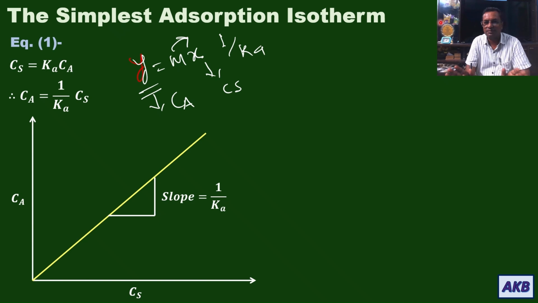The simplest mechanism predicts that the concentration on the adsorbent surface is directly proportional to the concentration in the fluid phase. And the adsorption isotherm can be plotted in this way. It is a straight line that passes through the origin. So that is all that I want to discuss for the simplest adsorption isotherm. I hope you have understood what is the simplest mechanism for adsorption of gases on the surface of the adsorbent and what is the simplest adsorption isotherm.